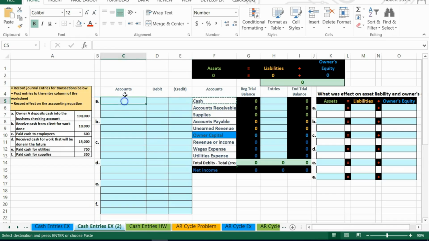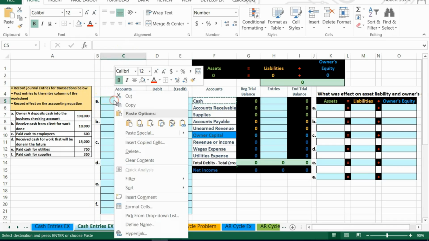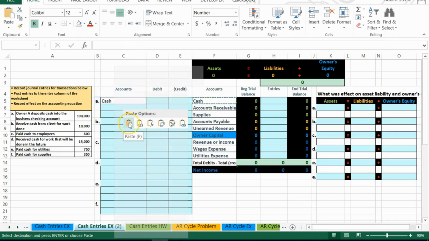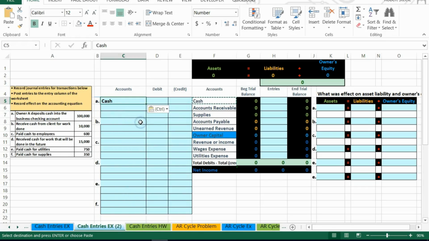It's in the clipboard. We're going to put our cursor in C5, right click, and instead of pasting this way, which pastes everything including the format, I'm going to paste the values only, pasting 1, 2, 3, values only. If we do that, then we keep the blue format there.